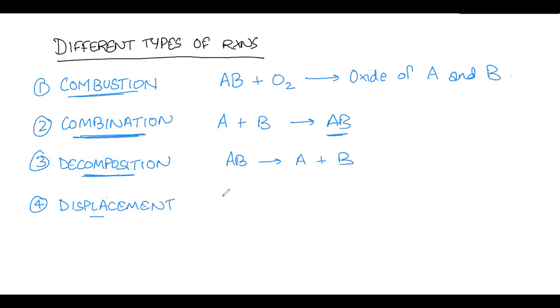In a displacement reaction, what happens is, suppose this is our reactant. One of the elements, a single element, displaces one of the elements in the compound to form a new compound. So this is what basically happens in a displacement reaction, where there is displacement of a single element.